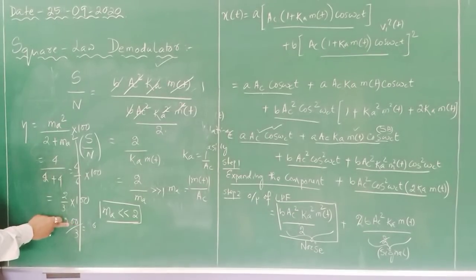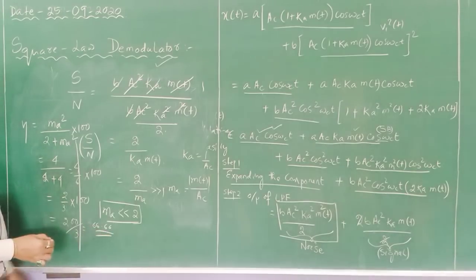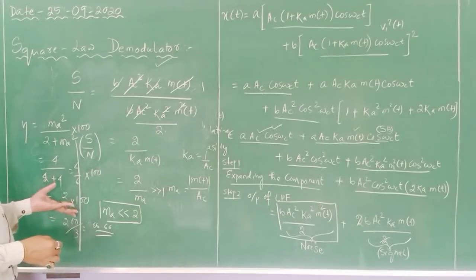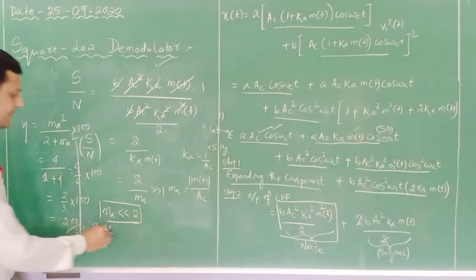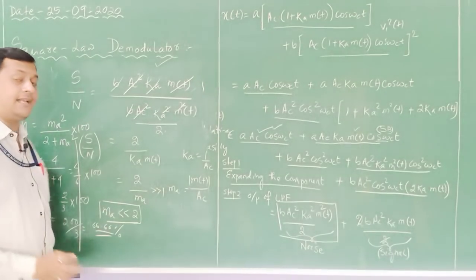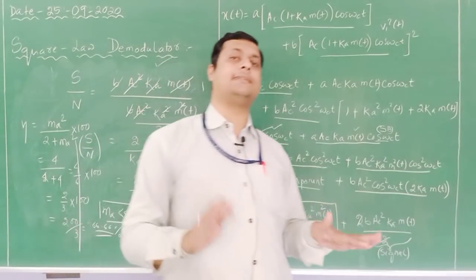So this is the 200 divided by 3. You will get around 0.66 into 100, that is 66.66%. So that means the efficiency of this particular demodulator is only 66%.